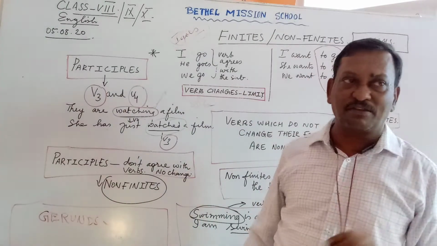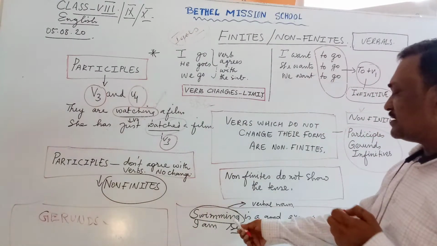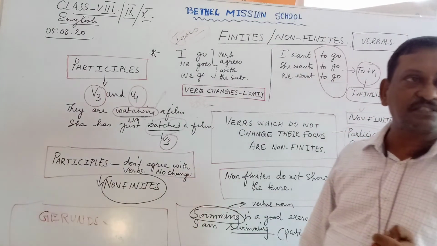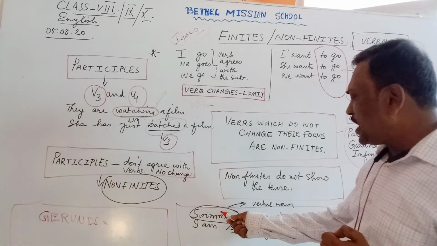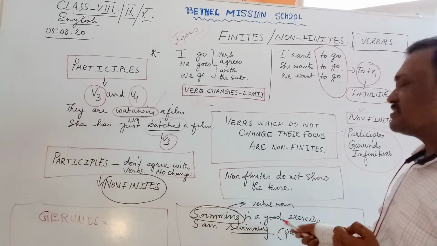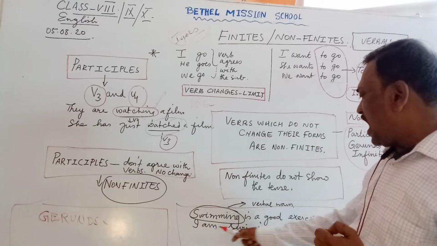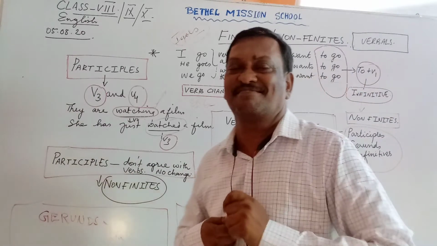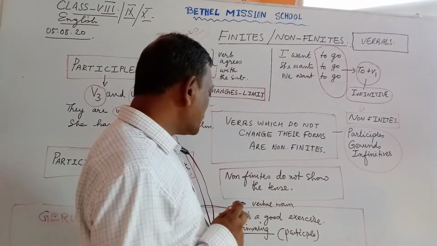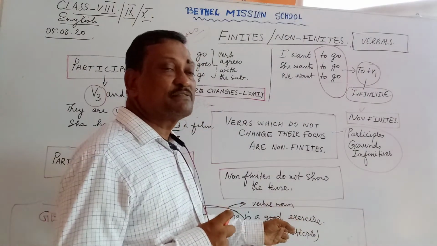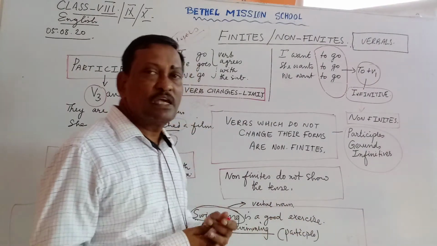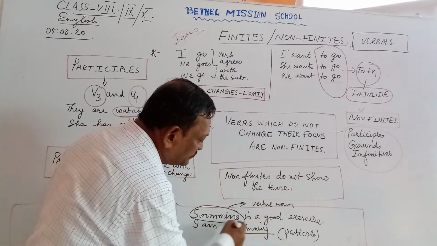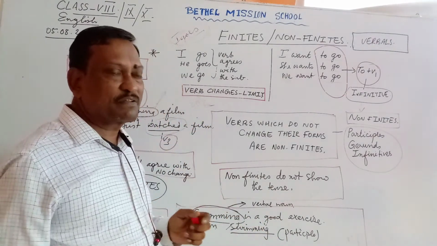Now we come to the third part, gerunds. What is a gerund? Look at this sentence. There are two sentences. Swimming is a good exercise. I am swimming. So there are two sentences. The first one is swimming is a good exercise. The second one is I am swimming. Let us start with the second one so that you may have some clarity.